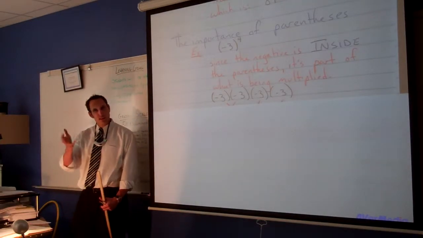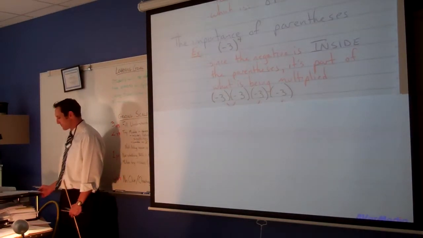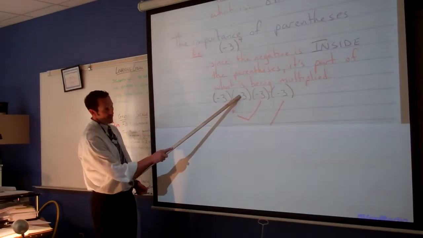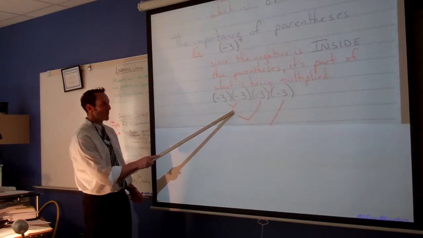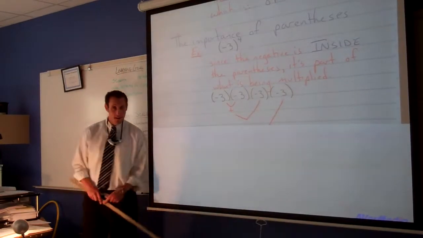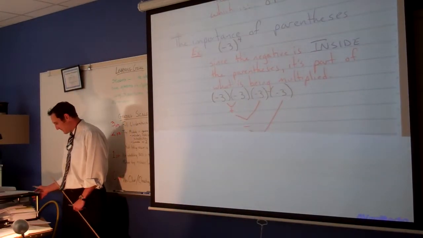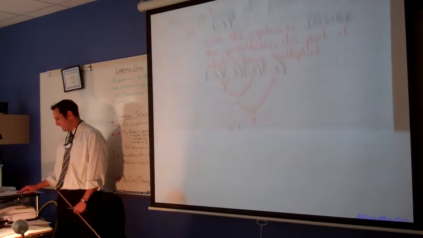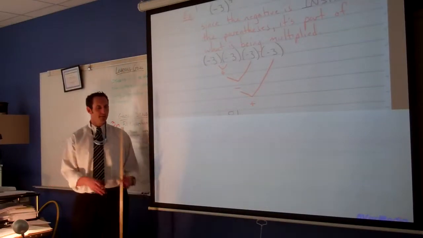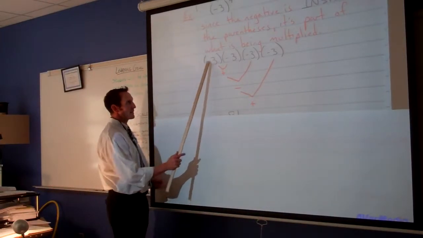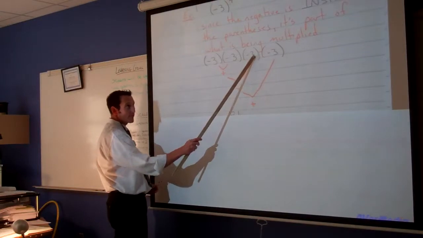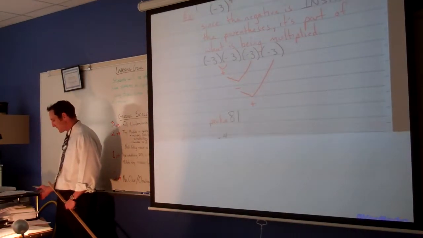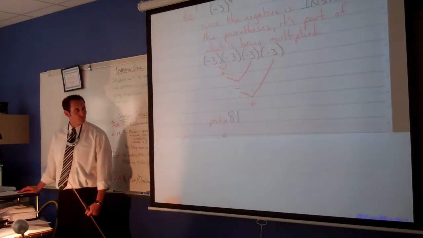And then we have to remember how negatives work when it comes to multiplication. A negative times a negative is a positive. So when we multiply this negative times this negative, it becomes a positive. When we multiply this positive times this negative, that becomes a negative. And then when we multiply that negative times the last negative, negative times negative is positive. So the answer comes out to be a positive number. So we get positive 81.